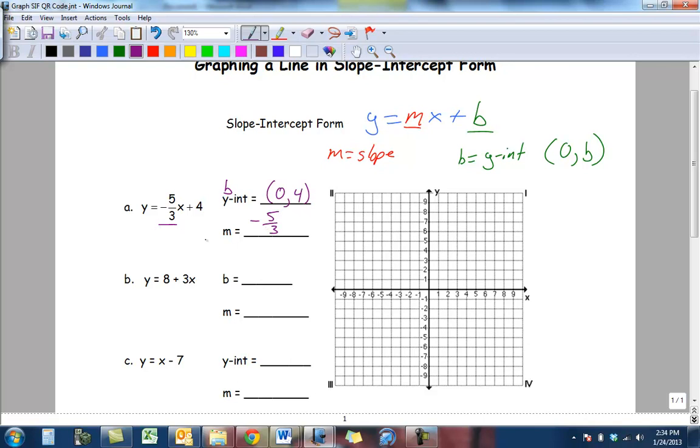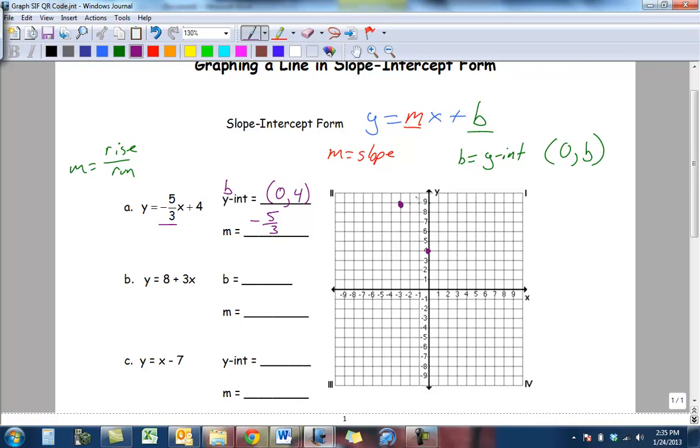Now, in order to graph this line, what you do first is plot the y-intercept at (0, 4). And then you're going to use the slope. Now remember, slope is rise over run. In this case, we have a negative 5/3 slope, so my rise is 5. If I go up 5, 1, 2, 3, 4, 5, do I run left or right? Since I have a negative slope, I have to make sure that my line is sloping down from left to right. So when I go up 5, I'm going to go left 3 to make sure that I have a negative slope.